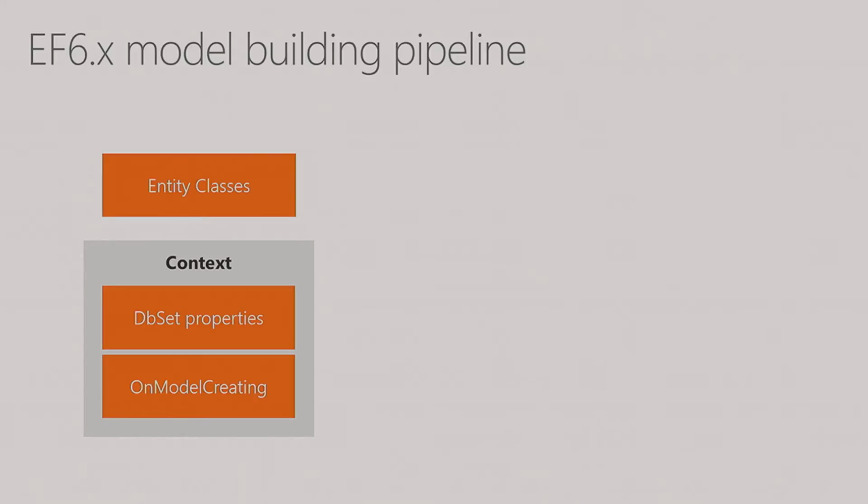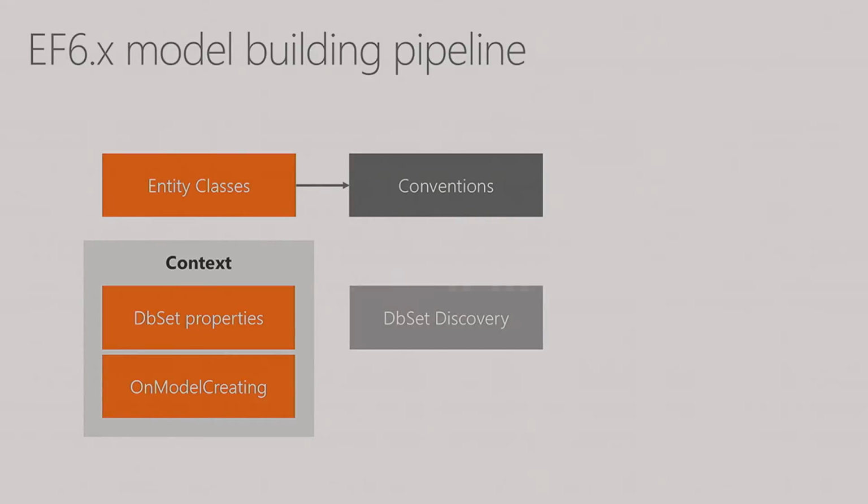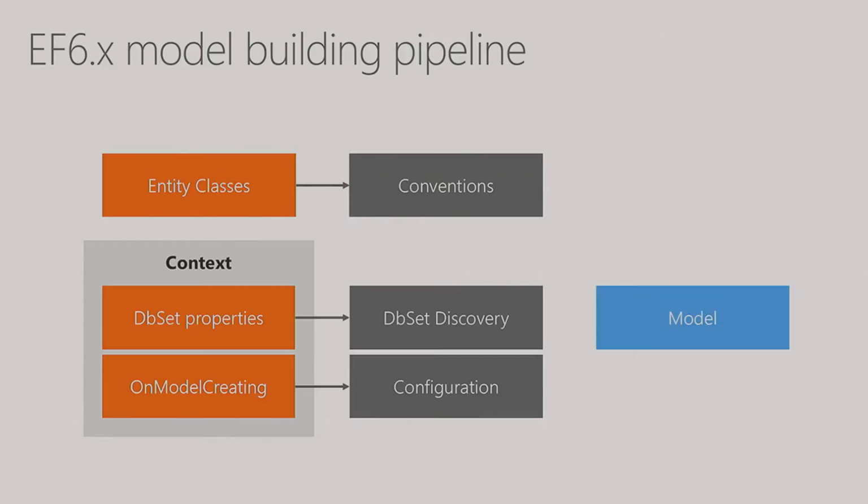In EF6, we would take your entity classes and run them through a set of conventions. We would look for things that might be the primary key. We would work out which properties could be mapped to the database, etc. We would look at your context and see what entities you mention in your DbSet properties, and we would pull those in as part of the model. We would then run the code that you have in OnModelCreating, and we would store it all in configuration objects to say, the user has requested that this property is a primary key. The user has requested that this property has a maximum length of 200. And then we would run a process to combine all of that stuff and make the model.